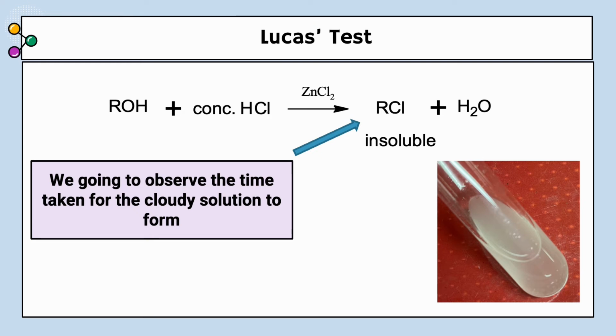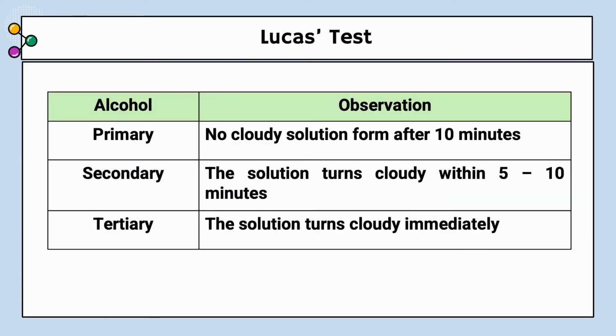Sebab it doesn't matter whether primary ke secondary tertiary, cloudy solution itu akan appear. So yang membezakan dia adalah dia punya time taken. So for a primary alcohol, kalau kita ada fixed duration of amount of time untuk test itu, for a primary alcohol, normally there's no cloudy solution will form even after 10 minutes. Okay, so for a secondary alcohol, the solution itu will turn cloudy within 5 to 10 minutes.